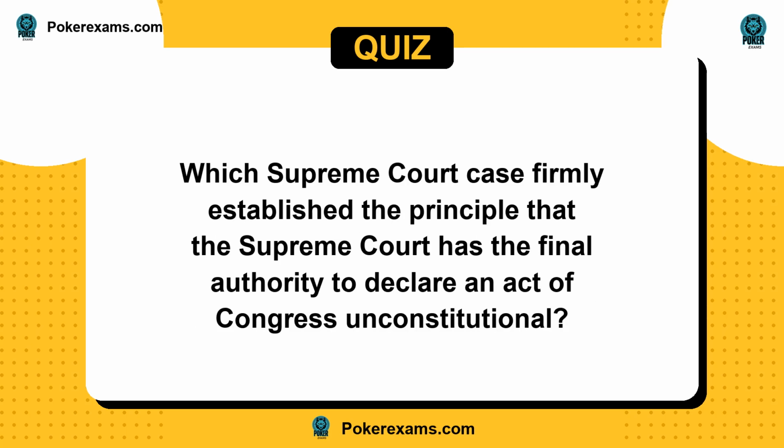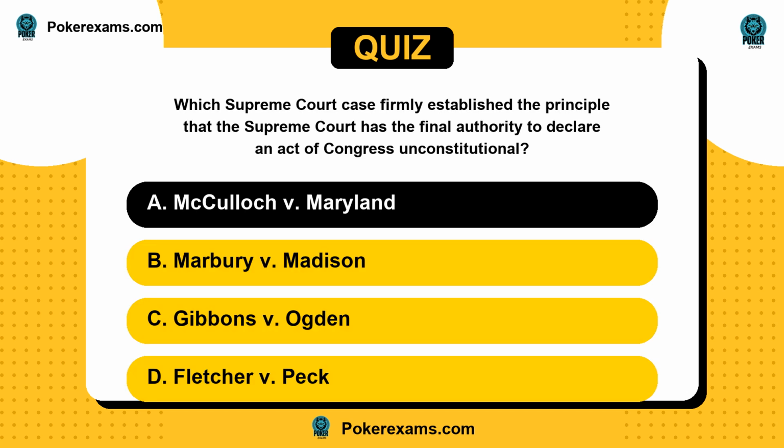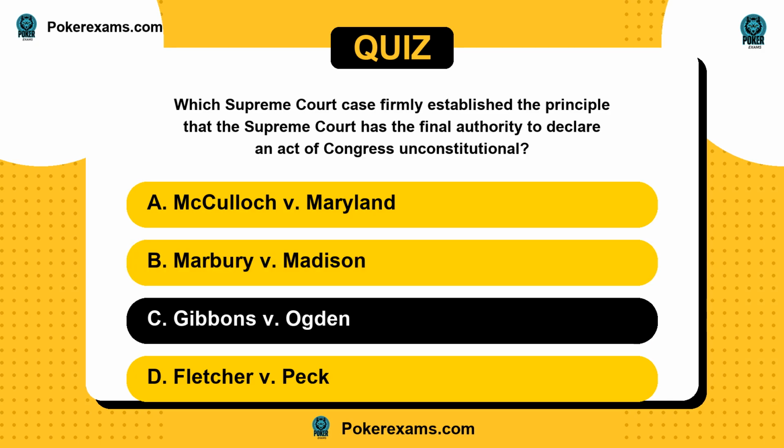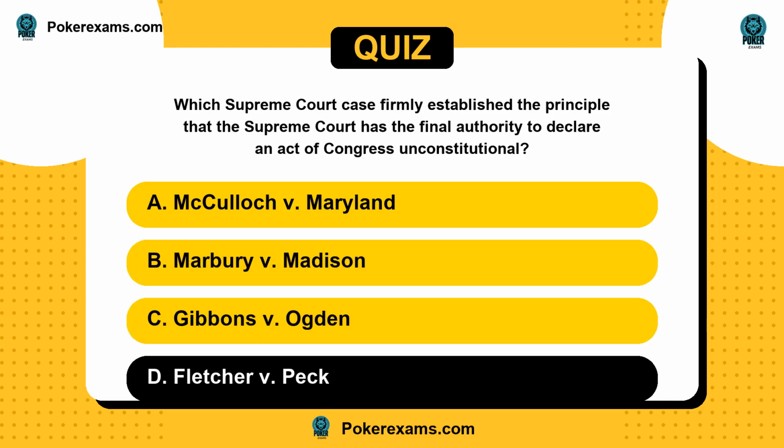Next question. Which Supreme Court case firmly established the principle that the Supreme Court has the final authority to declare an act of Congress unconstitutional? Is it A, McCulloch v. Maryland? Or B, Marbury v. Madison? C, Gibbons v. Ogden? Or D, Fletcher v. Peck?